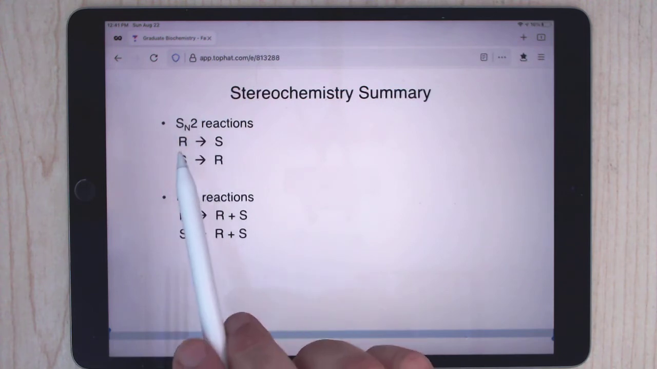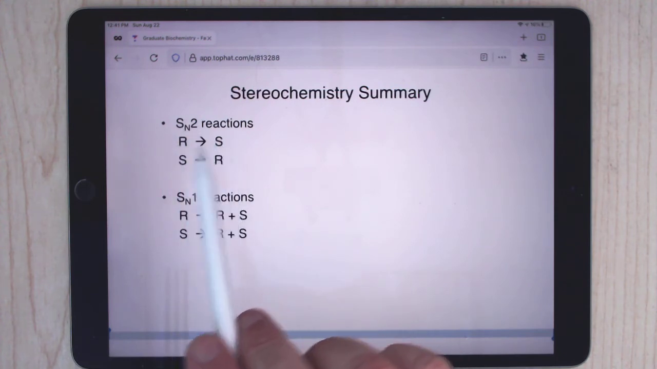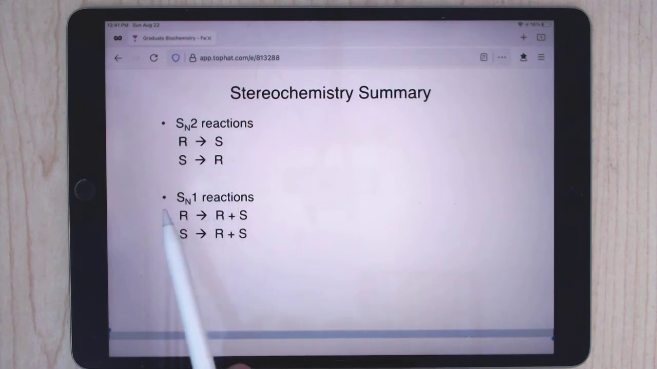So for an SN2 reaction, if you start with the R, you make the S. If you start with the S, you're going to get the R. For an SN1 reaction, it doesn't matter if you start with R or S, you're going to get both products.